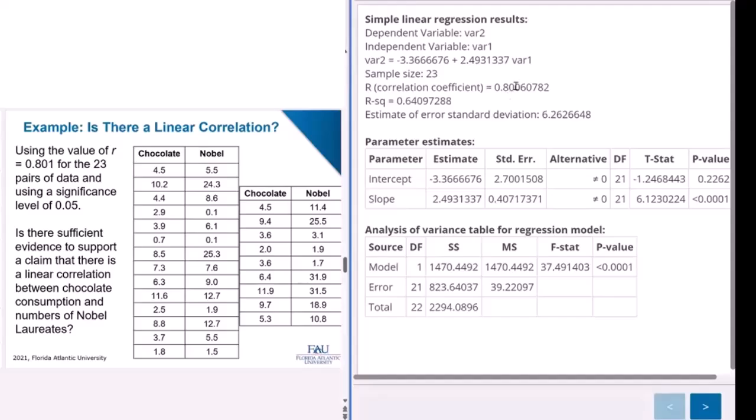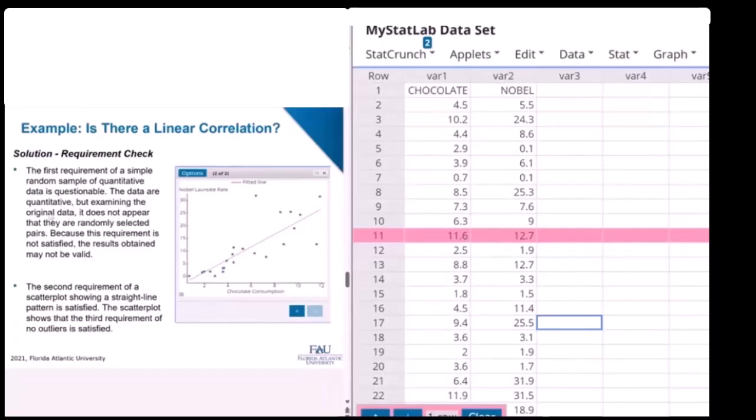0.801 to 3 decimal places for the 23 pairs of data, with a significance level of 0.05. Is there sufficient evidence to support a claim that there is a linear correlation between chocolate consumption and number of Nobel laureates? Examining the original data, it does not appear they are randomly selected pairs. Because this requirement is not satisfied, the results obtained may not be valid.